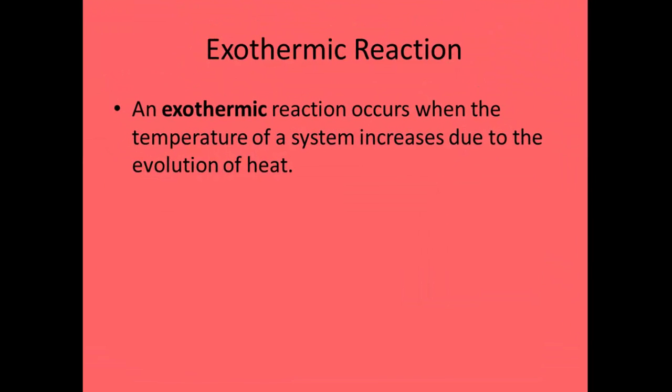Alright, so now let's look a little bit more into those exothermic reactions. An exothermic reaction occurs when the temperature of a system increases due to the evolution of heat. This heat is released into the surroundings, so you can actually feel that heat coming off. Think of any types of fires when you're burning, you can feel that heat coming off. So those are exothermic reactions.